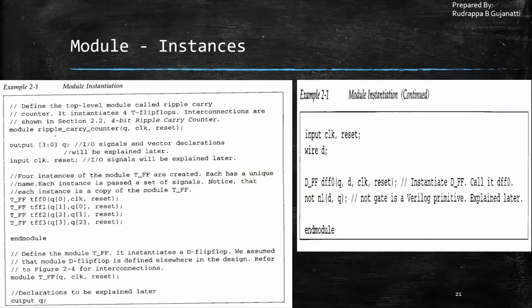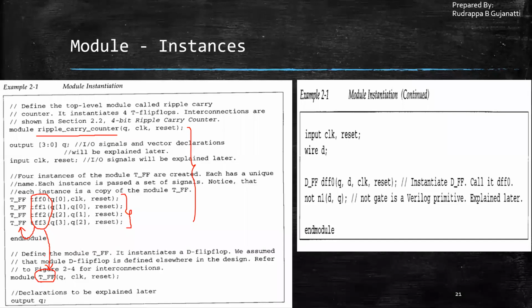Here again we can observe, first we declared a ripple carry counter. This is the entire module. In this module, I have 4 instances of T flip-flop, TFF0 to TFF3. These instances are declared using the template of T underscore FF, that is, using the template of this module. Apart from calling them instances, we can also call TFF0 to TFF3 objects of the form T underscore FF.